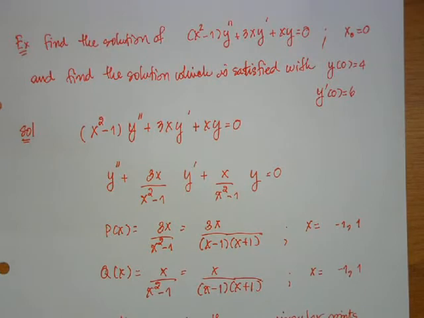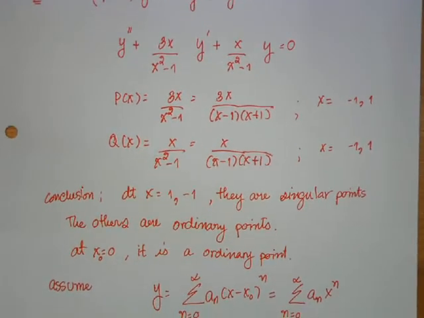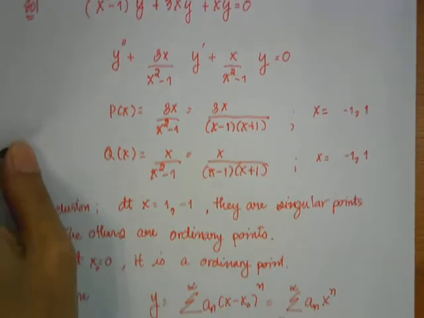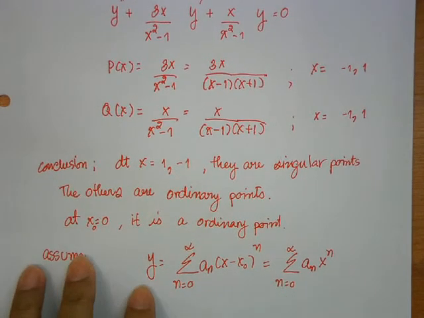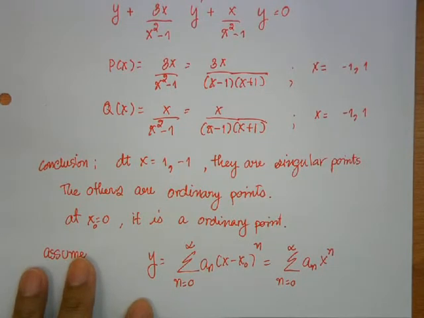So in this case, they're asking you to find the solution at x equal to 0. Is x equal to 0 a singular or ordinary point? It's an ordinary point, right? Because singular you have only minus 1 and 1. So by this, you can find the solution by assuming y is equal to the summation from n equal to 0 to infinity of an times (x minus x0) to the power n. But since x0 is equal to 0, you would get an times x to the power n.